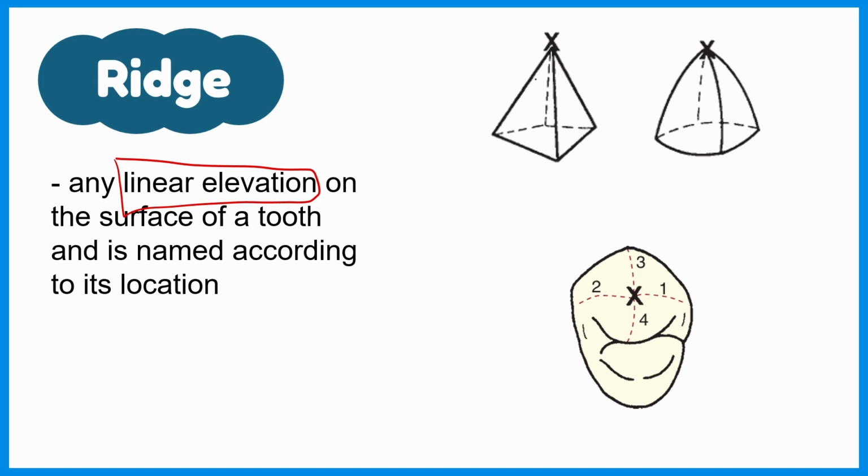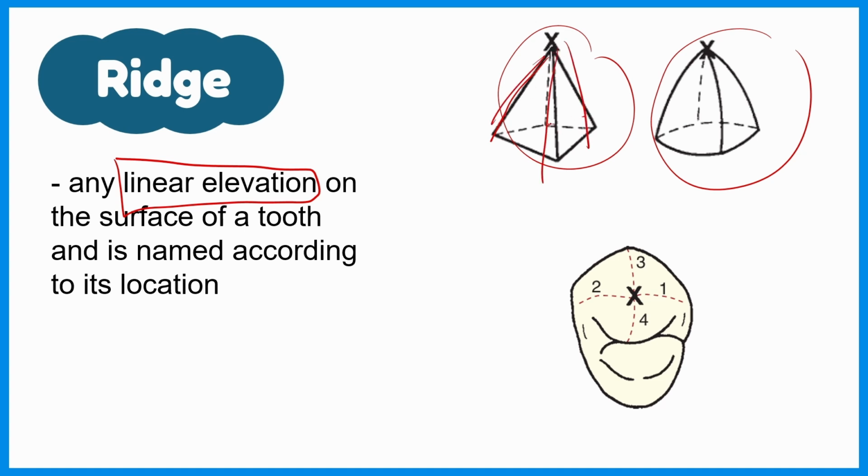So we talked about the cusp before. It's a pyramidal elevation. It's represented like this, if you wanted to draw it. Now a pyramid has to have some sort of linear elevation. It's like a line over here, this line, this line. These all make up a cusp. So that's a ridge, that's a ridge, that's a ridge. Think of this as a ridge, and this whole thing is a cusp. This letter X is the cusp tip.